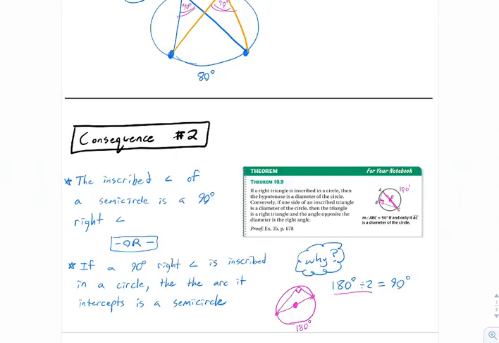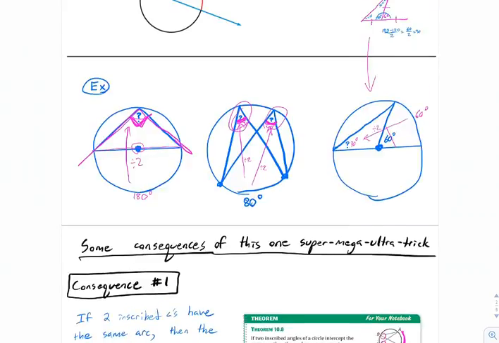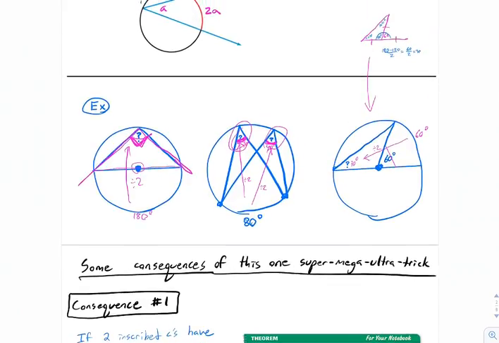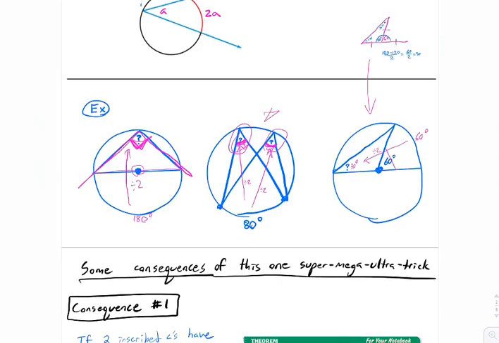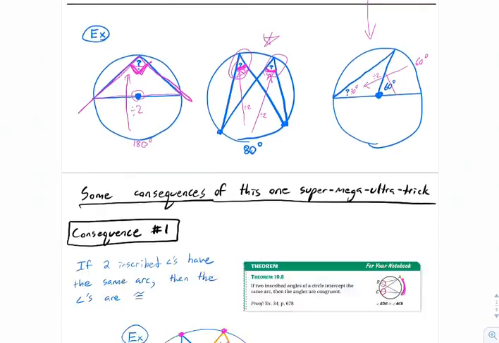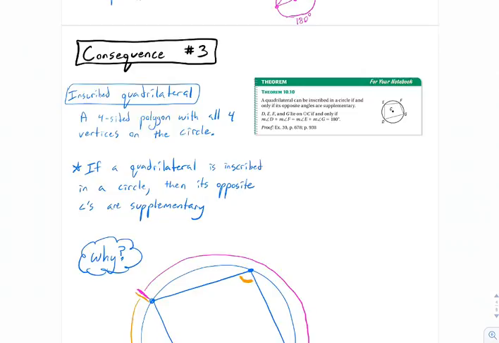Okay. Now the third consequence is not immediately obvious. Those 2 work, right? We did those 2 examples right away. 180 divided by 2, right angle. Right? Those 2 are both 40 in the second example right here. So yeah, obviously they're the same. The third one's a little more elegant.